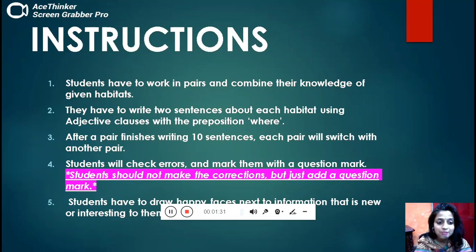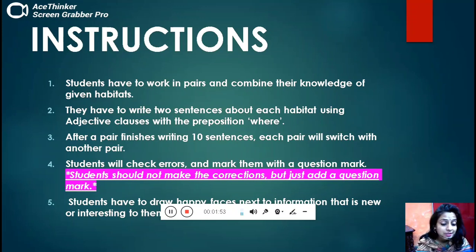See the instructions carefully. Students have to work in pairs and combine their knowledge to give an habitat. They have to write 2 sentences about each habitat using adjective clauses with the preposition where. After a pair finishes writing 10 sentences, each pair will switch with another pair.